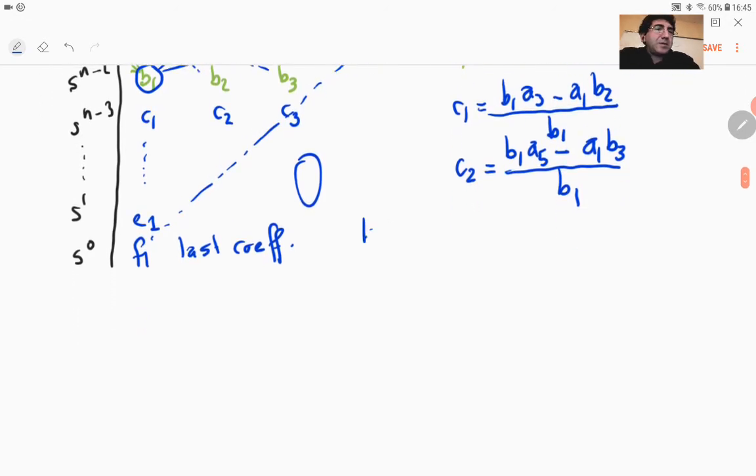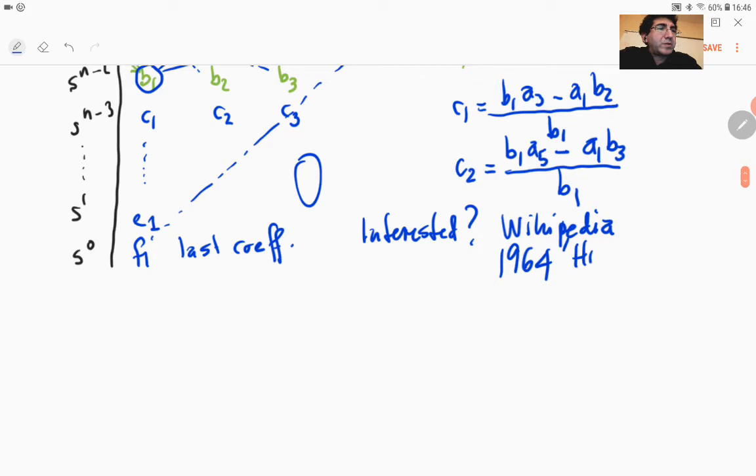Now, this is a pretty old technique actually. If you're interested, you can take a look at Wikipedia with 1964 Routh-Hurwitz.